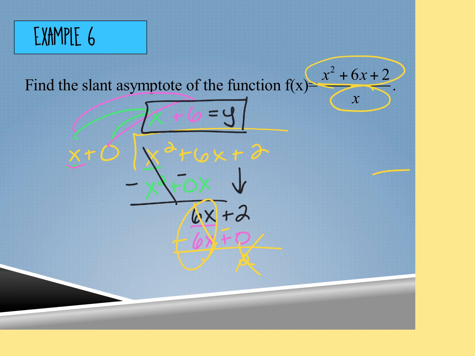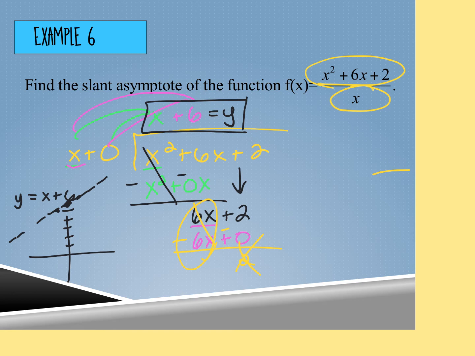So this slant asymptote is going to be a line. If I wanted to plot that, I would start at positive 6 and have a slope of 1, up 1 and right 1, or down 1, left 1. And that's where my asymptote is going to go.